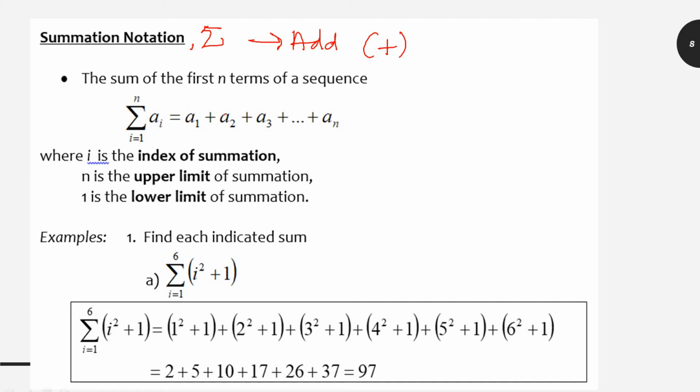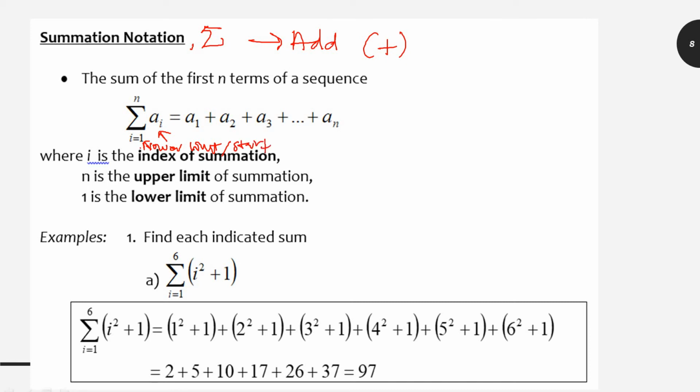From the sequence, you want to add. This is the indicated general term. Underneath here you can see that i is the index of summation, meaning what changes in the sequence will depend on this i. So i here starts with 1. This is the lower limit, or we can call it the start point.